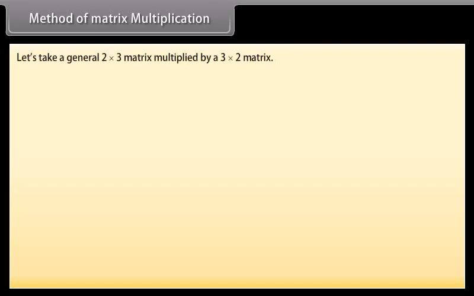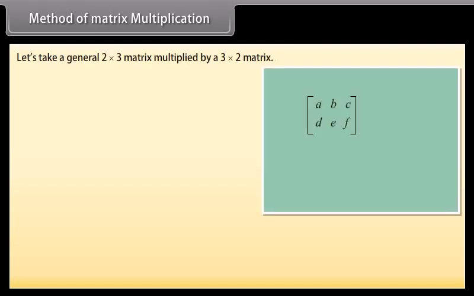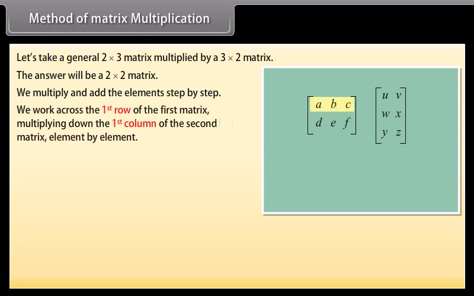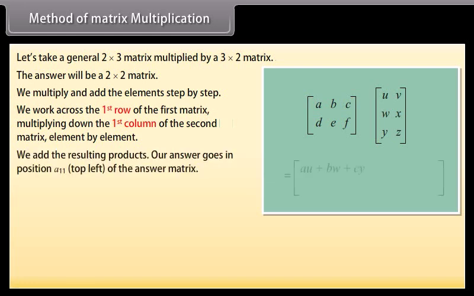Method of matrix multiplication. Let's now learn the method to multiply two matrices. Let's take a general 2 by 3 matrix multiplied by a 3 by 2 matrix. The answer will be a 2 by 2 matrix. We multiply and add the elements step by step. We work across the first row of the first matrix, multiplying down the first column of the second matrix element by element. We add the resulting products. Our answer goes in position A, 1, 1, that is top left of the answer matrix.